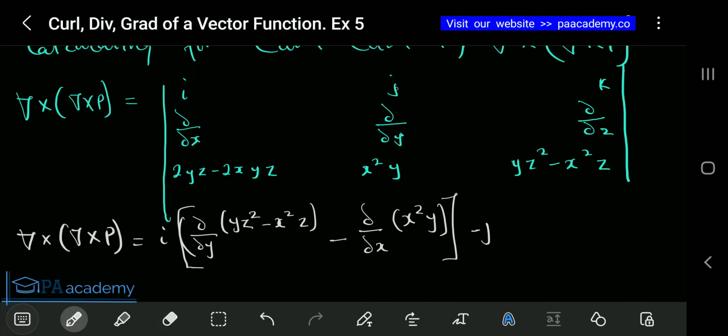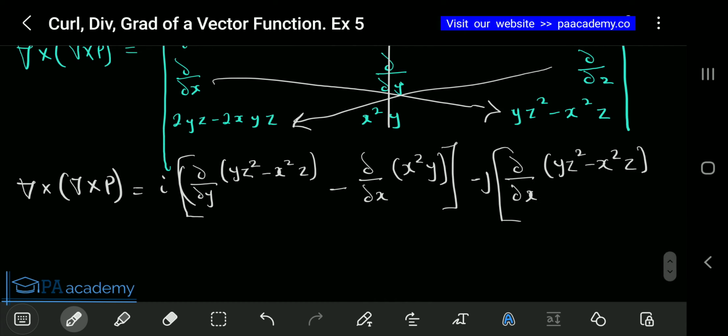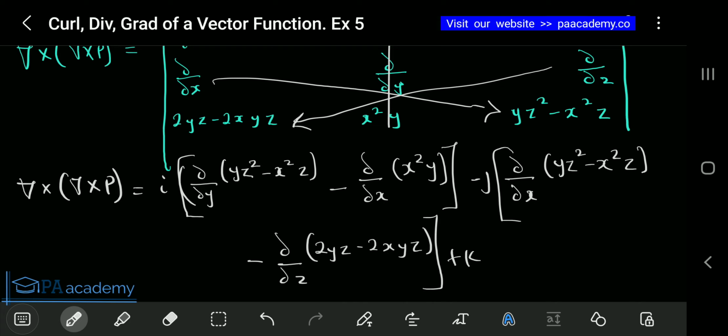So since we are considering j, we know everything here. So what we are multiplying is this will multiply this minus the product of this. Okay. So that will be minus j. So that will be d over dx, and then yz square minus x square z, minus partial differential of z into bracket 2yz minus 2xyz. So let's close this, then plus k.